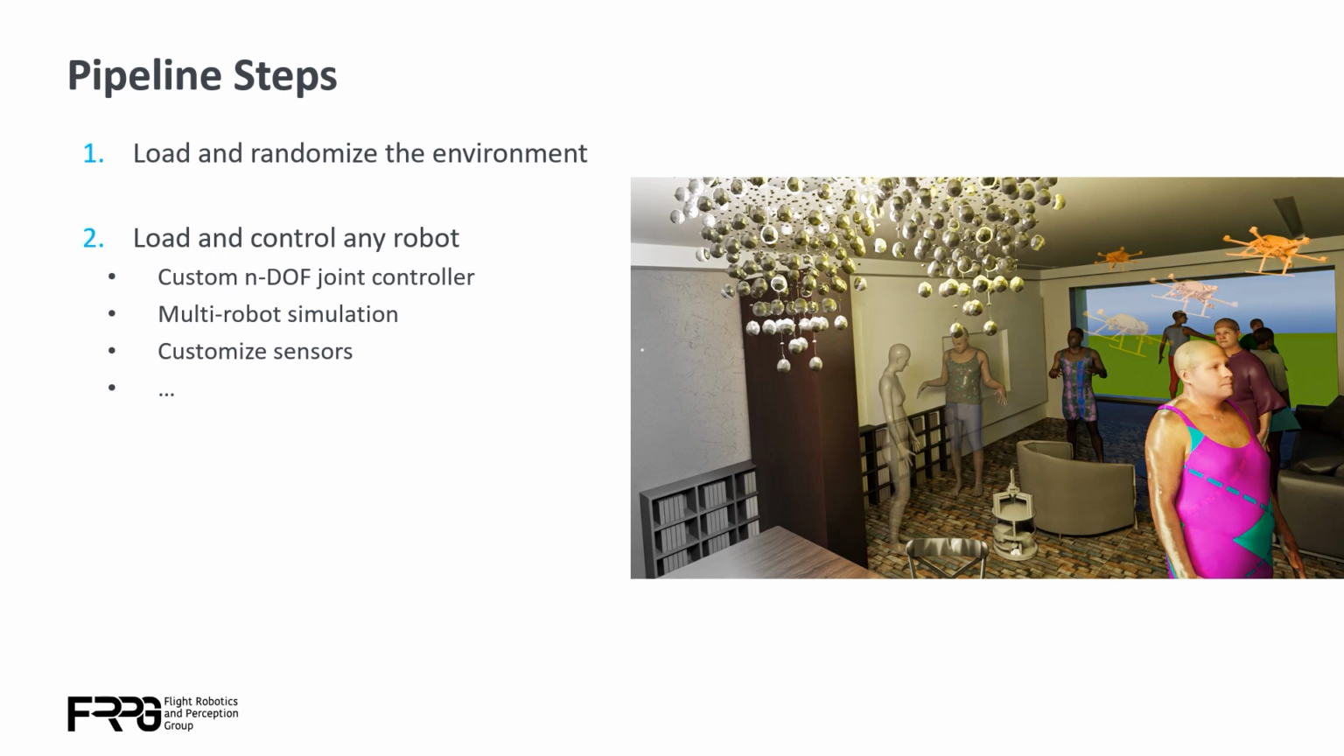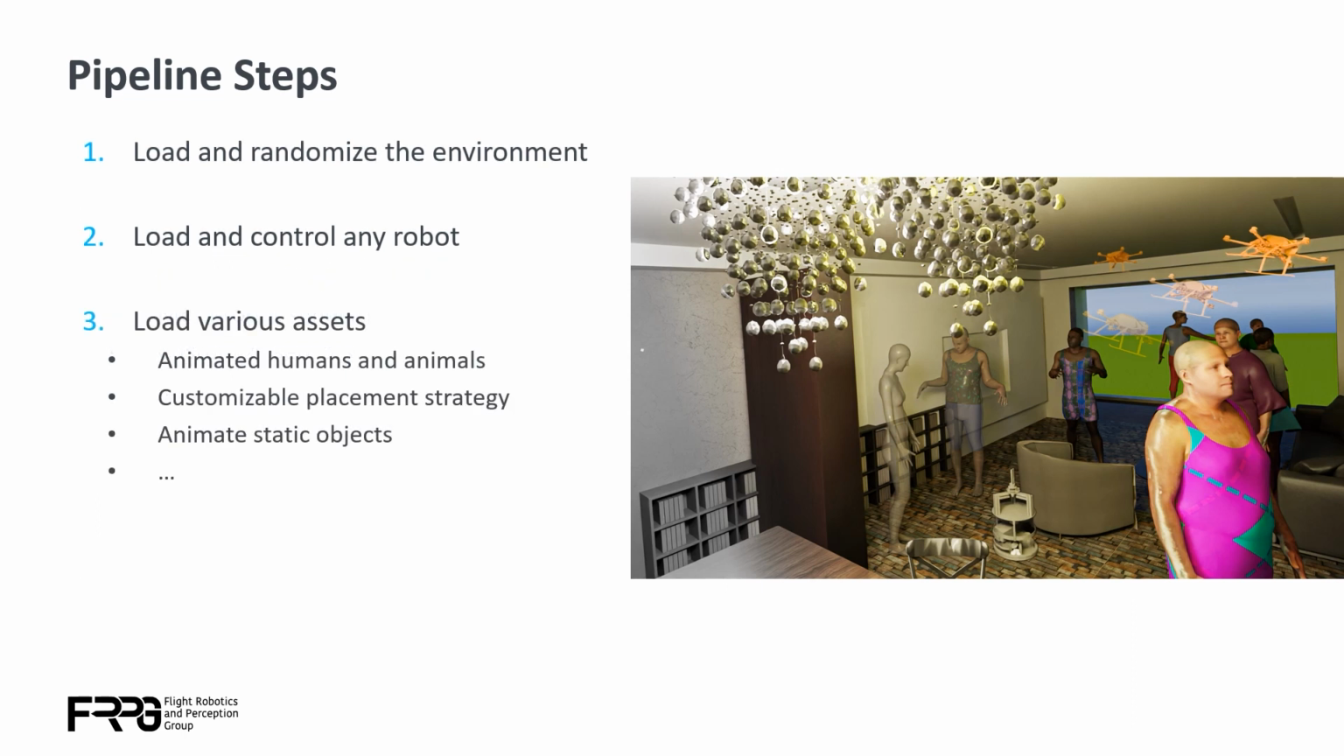Then we must be able to load our custom robots and control them in any condition. We can load just one or multiple robots with a fully customizable sensor suite. We can control them with and without ROS, and with or without physics. We also built an easy-to-use and easily expandable custom 6 degrees of freedom joint controller to control drones or any other kind of robot that you may have which is not supported by Isaac.